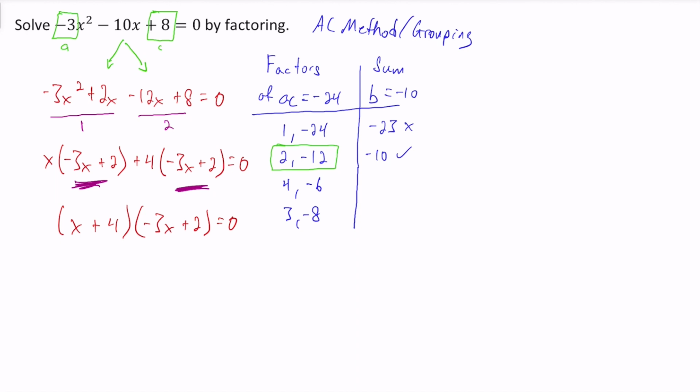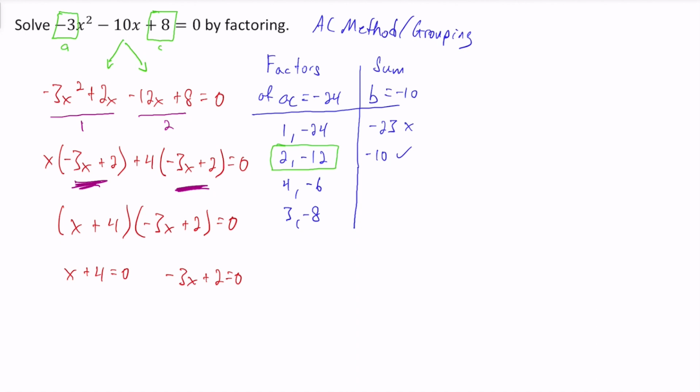Now, of course, we have our factors, x plus 4 and negative 3x plus 2 being multiplied, and that equals 0. So I can split them using the zero product property, and that will give us x plus 4 equals 0 and negative 3x plus 2 equals 0. And we can solve them separately.